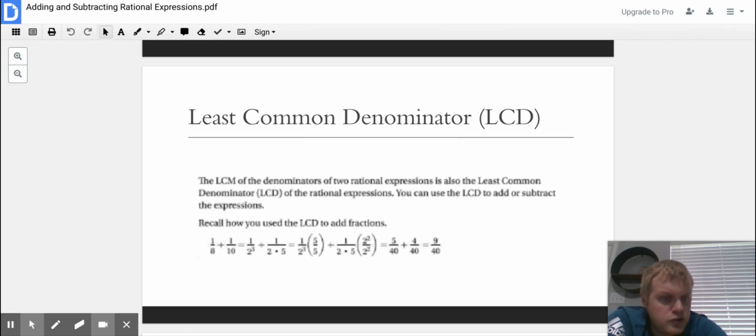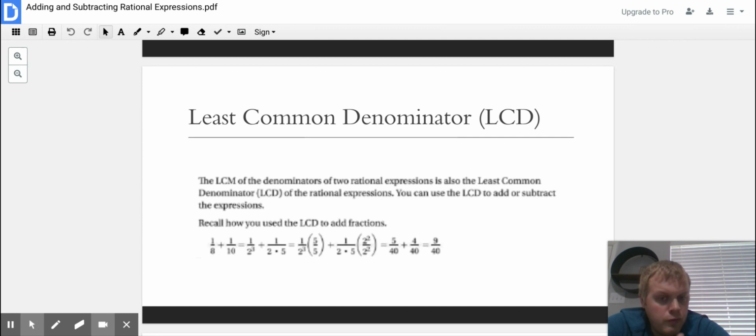So again, 2 can be raised to the power of 3, right? So 2 cubed would give us 8. Now that 10, when broken down, would be the factors of 2 and 5. So notice there how both of these have a 2.